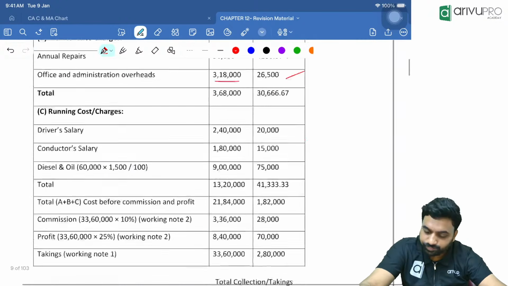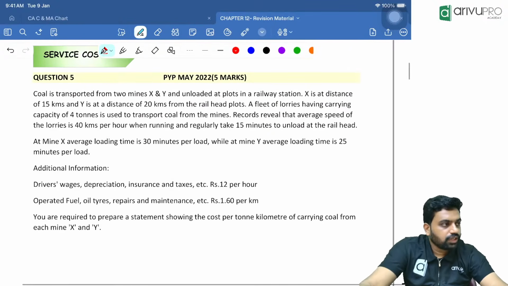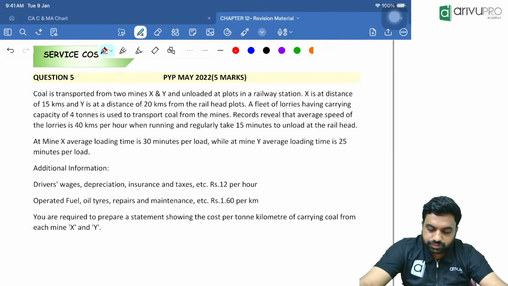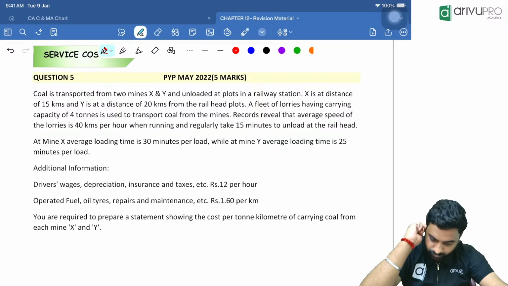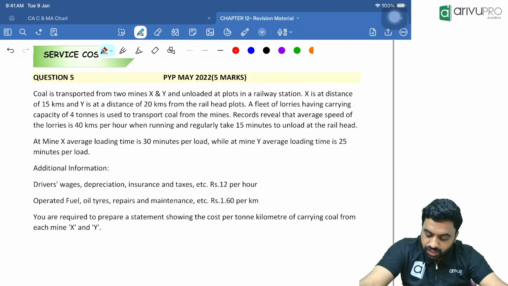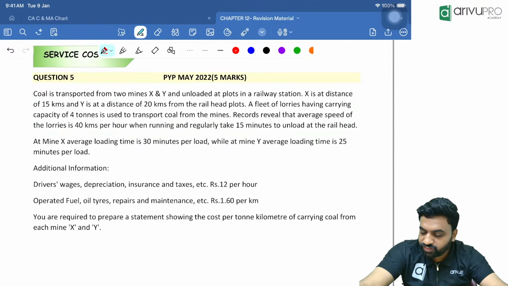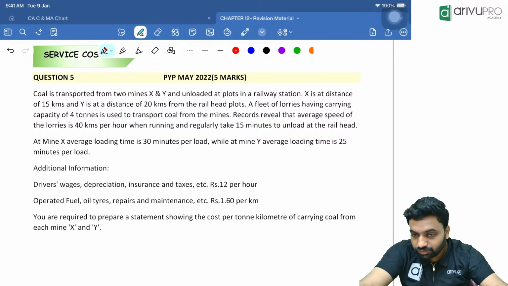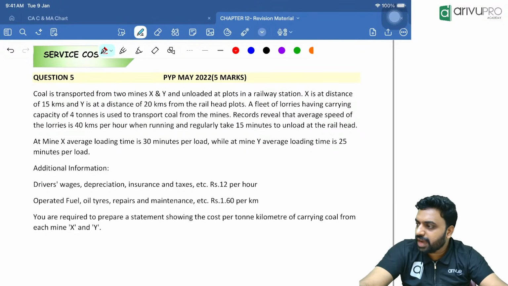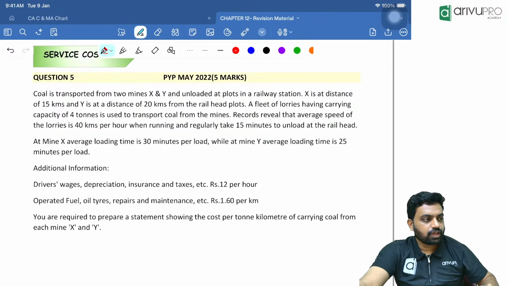We'll proceed. Look at this question. PYP May 2022 for 5 marks. You are required to prepare a statement showing the cost per ton kilometer of carrying coal from each mine X and Y. And always remember, guys, if they don't tell whether ton kilometer is commercial or absolute, always go for absolute.